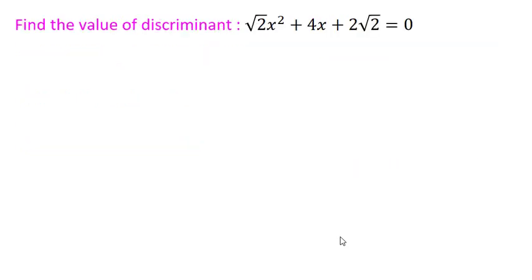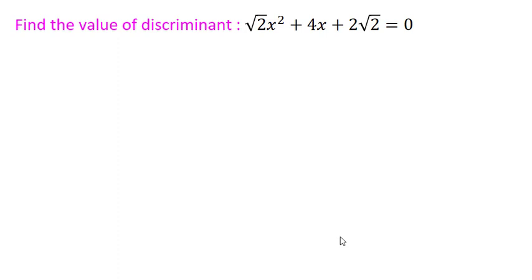The first problem is: find the value of the discriminant of root 2 x square plus 4x plus 2 root 2 equal to 0. So this equation is given and I have to find the discriminant. Discriminant we have already learned. Discriminant for an equation ax square plus bx plus c equal to 0 is given by the symbol delta, and its value is b square minus 4ac.